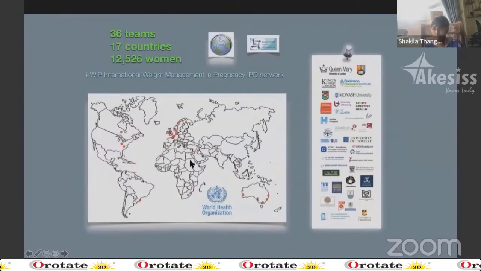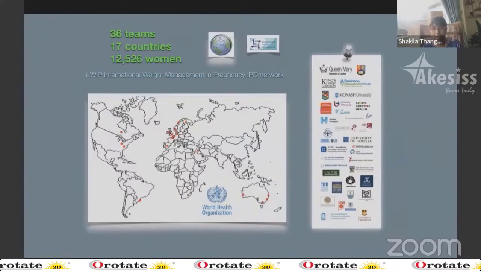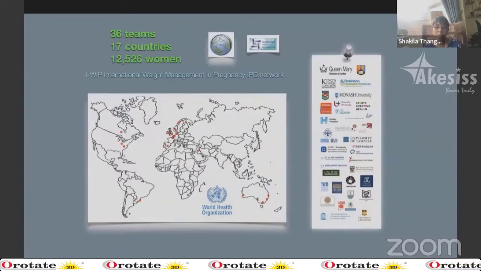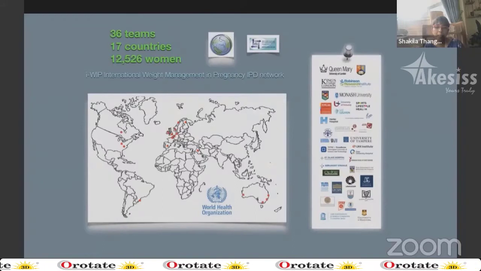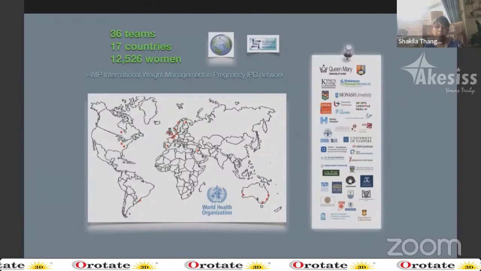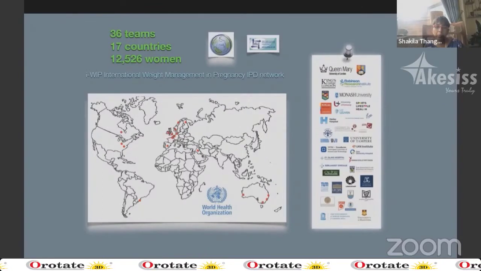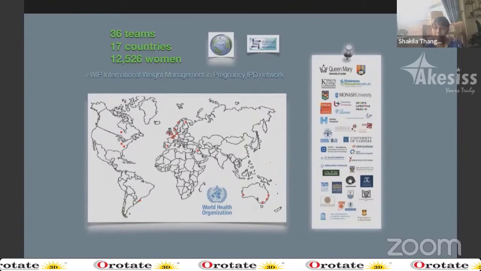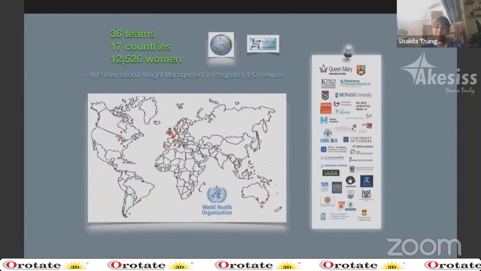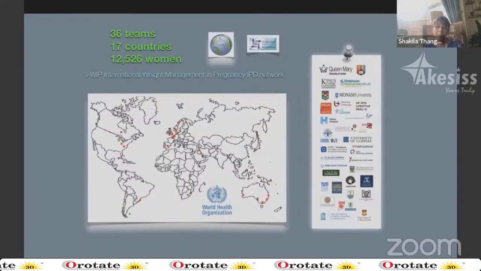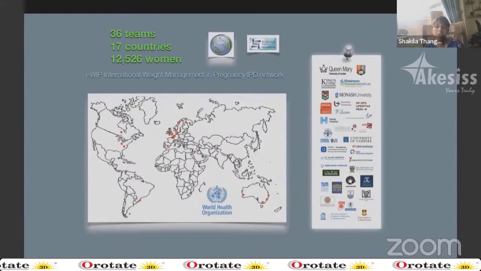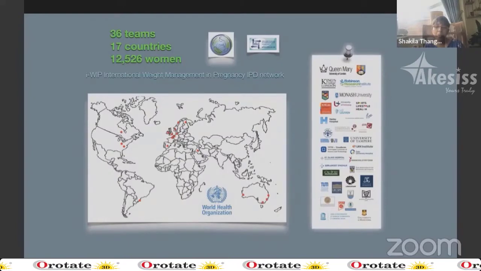And then we established the International Weight Management in Pregnancy IPD Network, which brought together all of the countries who have done trials in this area. They shared the data with us, so it gives us greater power to answer the question. When we did the analysis last time, about 3 years ago, there were 12,000 pregnancies. It is a live database, and we currently have 60,000 women who have participated in randomized trials, about 50,000 of them with GDM as an outcome. So as you can see, there is great interest to see what we can do to improve pregnancy outcomes.